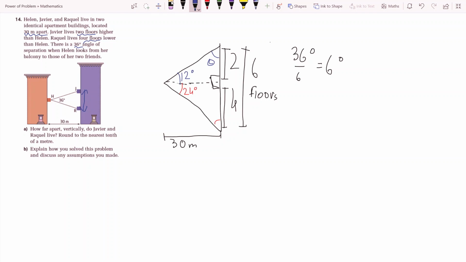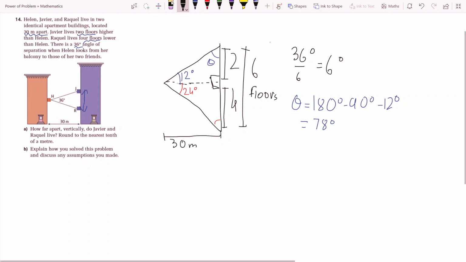angle theta. So we can just say theta is equal to 180 degrees minus 90 degrees minus 12 degrees. So that would equal 78 degrees. And we could do the same for here, but that's not required too much. But what is important is now carrying out the trigonometric ratios.